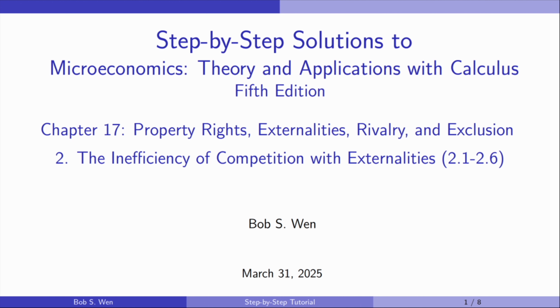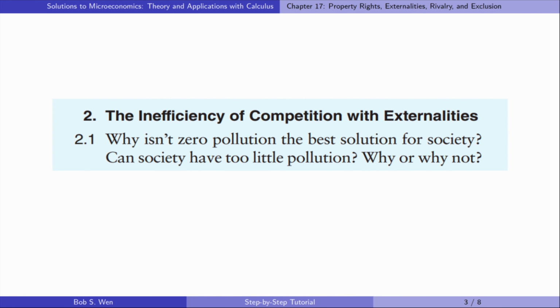Let's jump to the second section, the inefficiency of competition with externalities. Here's exercise 2.1. Why isn't zero pollution the best solution for society? Can society have too little pollution? Why or why not?